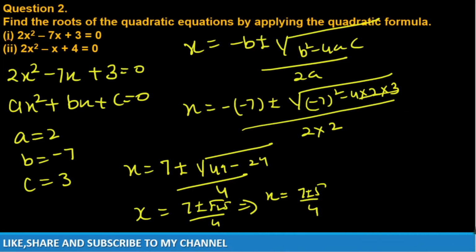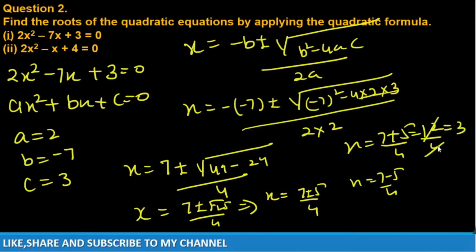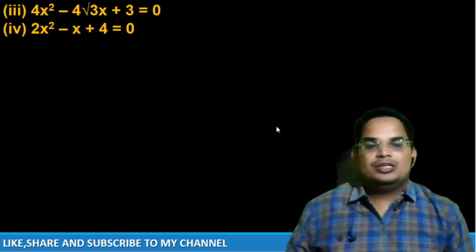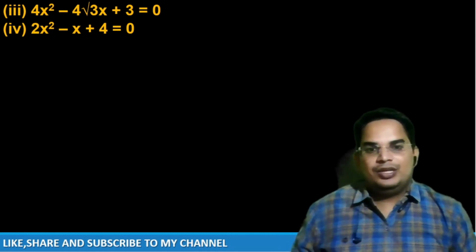So now, children, you can say x = (7 + 5)/4 or x = (7 − 5)/4. It becomes 12/4, which is 3, and 2/4, which is 1/2. Okay, so I hope all of you understood this thing. Similarly you can solve the second part also. Few parts are also given here. I am going to tell you the first part and the second part you can solve by yourself.